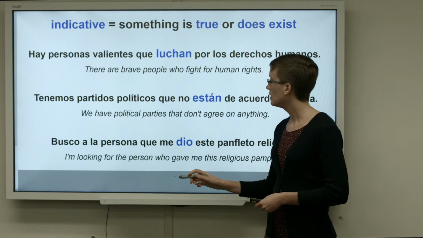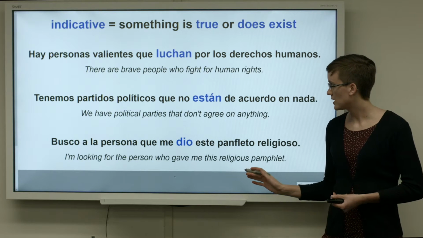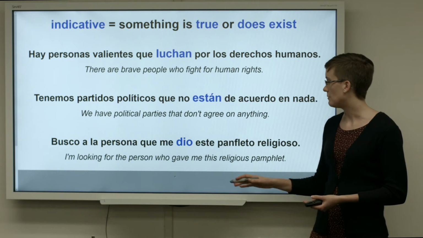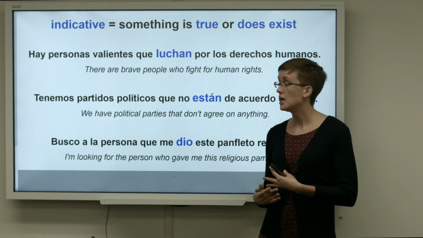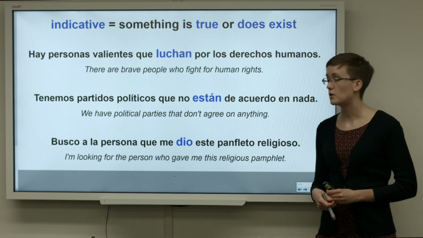And finally, busco a la persona que me dio este panfleto religioso. I'm looking for this person who gave me this religious pamphlet. I know this person exists because he or she gave me the pamphlet. Their existence is not in question, so we're going to use the indicative form dio.